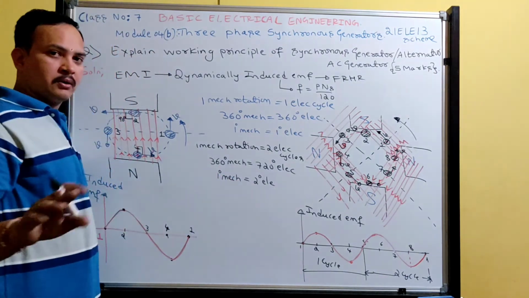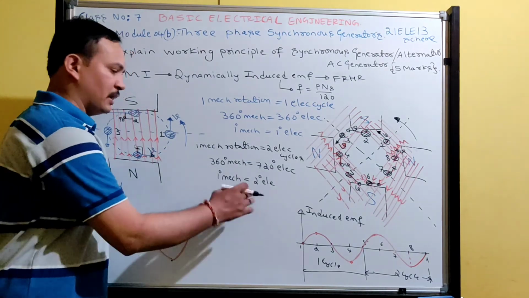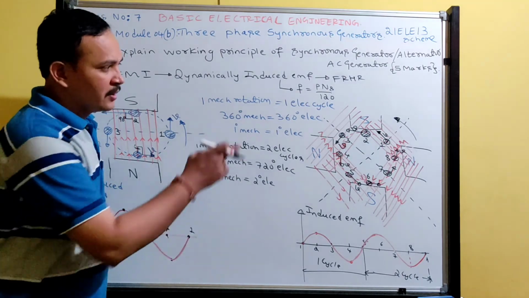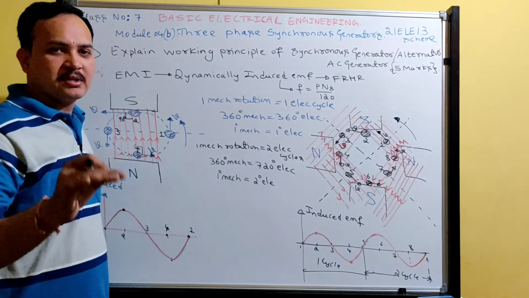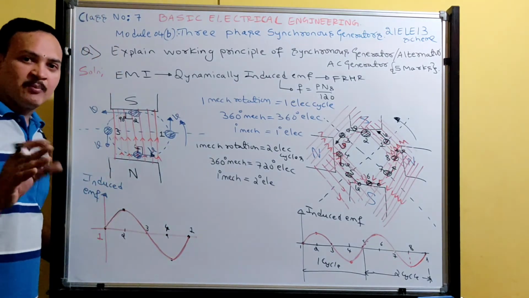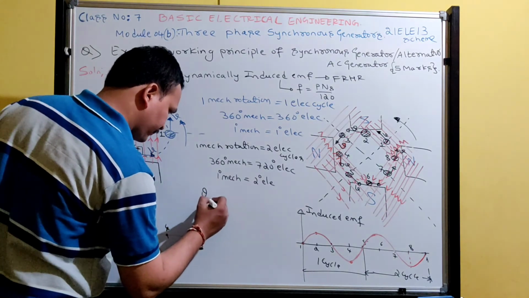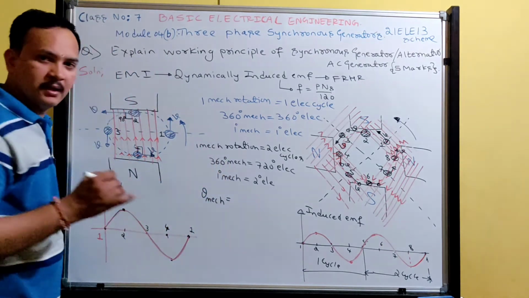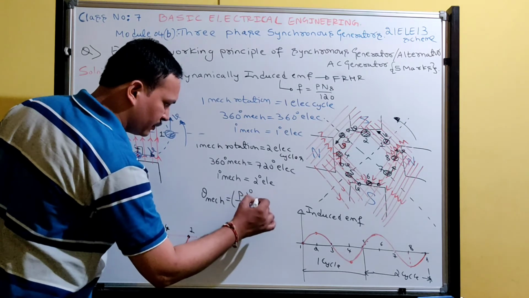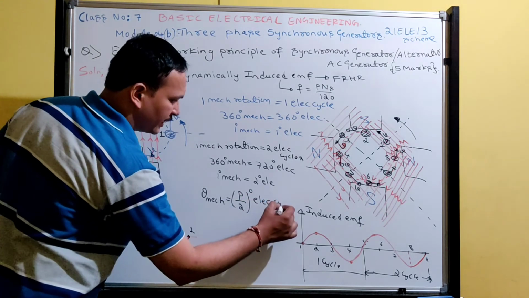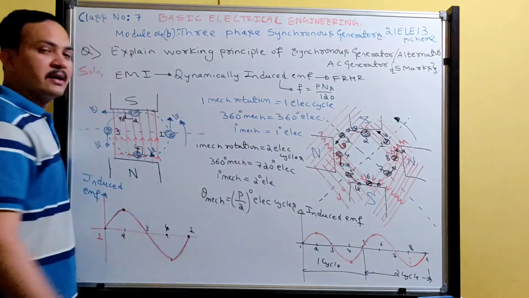But mechanical rotation will not change. It is always 360 degree mechanical. Electrical cycles change depending on the number of poles in the alternator. So in order to overcome that, we have a standard representation to relate mechanical and electrical degrees. So that is this one. Theta mechanical is equal to P by 2 times theta electrical. Theta mechanical is equal to P by 2 degree electrical.